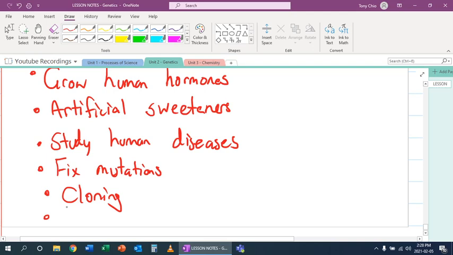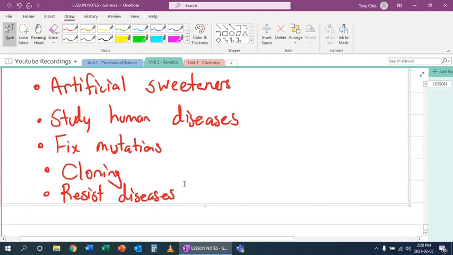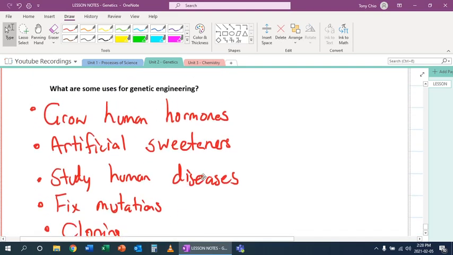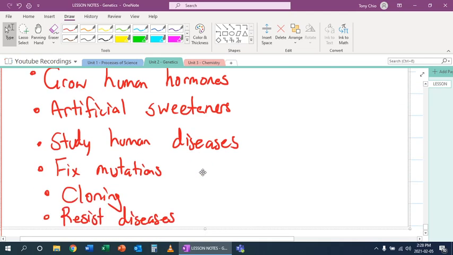But we also have ways to not only study human disease and fix mutation, but we could also cause it to resist diseases. We can also make it so that our plants are less harmful, to replace harmful bacteria in plants. We can make them increase their protein production. We have a lot of benefits to this genetic engineering. So that's the end of our lesson on artificial selection, which is our GMOs. As always, make sure you keep yourself safe and healthy, and I'll see you soon.